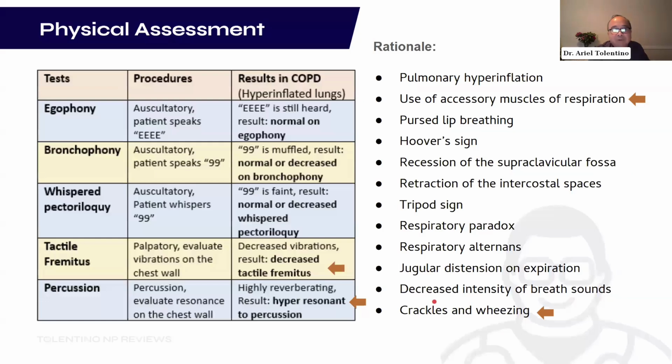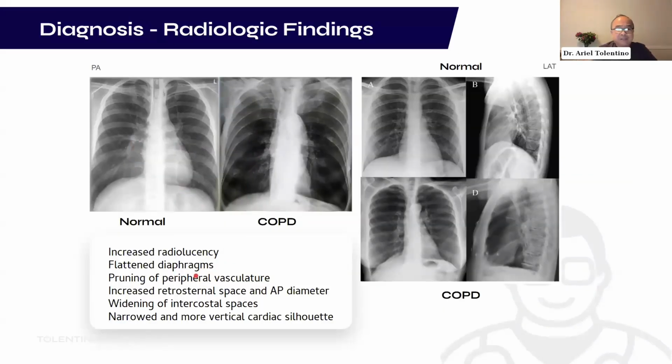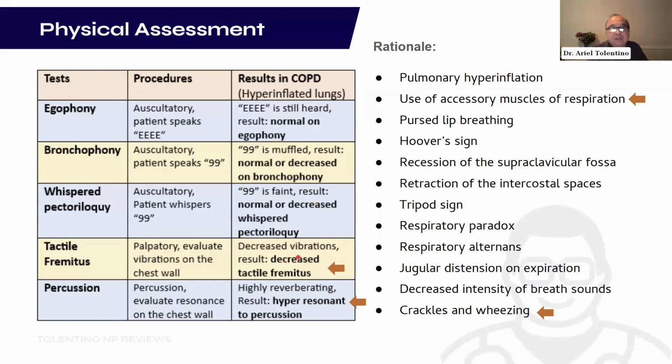With the matrix that we have used for the physical assessment findings, we see here that for patients with hyperinflated lungs with COPD, we have the decreased tactile fremitus and hyperresonant to percussion. The findings would be percussion and decreased tactile fremitus based on our matrix. And again, the concept here is hyperinflated lungs, the transmission of sound would be less, and there would be this quality of hyperresonance similar to banging on a drum.